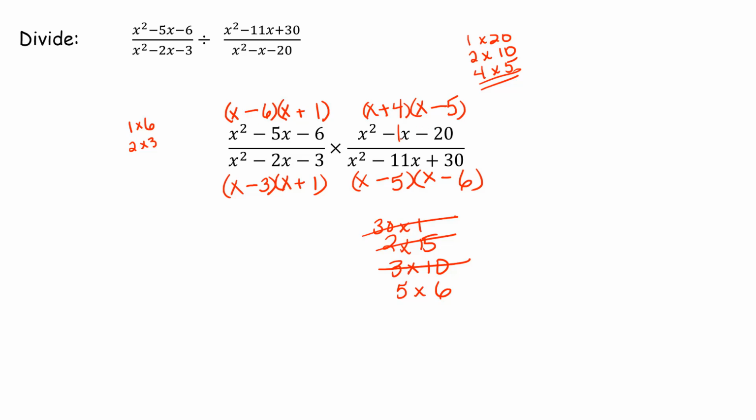All right, so I have factored all the trinomials, and now, since this is all multiplication, (x minus 6) times (x plus 1) times (x plus 4) times (x minus 5) over (x minus 3) times (x plus 1) times (x minus 5) times (x minus 6). Those are all factors. I can cancel factors in division. So x minus 6 can cancel, x plus 1 cancels, x minus 5 can cancel, and I end up with x plus 4 over x minus 3.